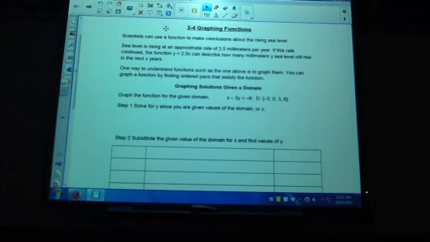All right, guys, we're going to do Section 4 of Unit 3, Graphing Functions. Okay, so imagine scientists can use a function to make conclusions about the rising sea level.